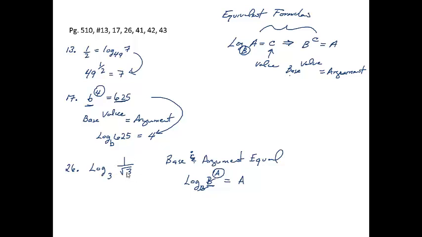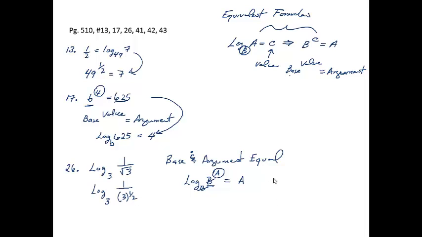So the first thing I want to do is rewrite the square root, and then I want to take the 3 and move it from the denominator to the numerator. So let's first rewrite the square root. That's log base 3 of 1 over 3 raised to the 1/2 power. Remember, the square root is the same as saying a half power.